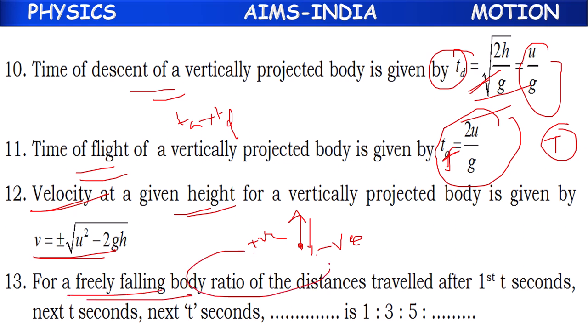For a freely falling body, the ratio of distances traveled in the first t seconds, next t seconds, next t seconds is given by 1:3:5.